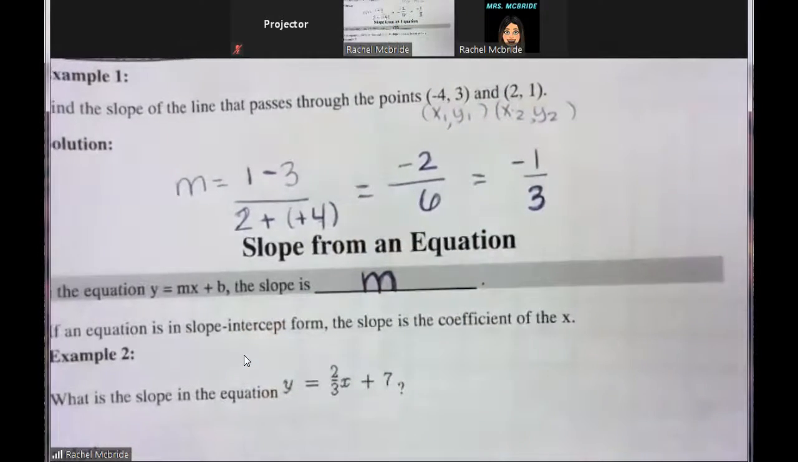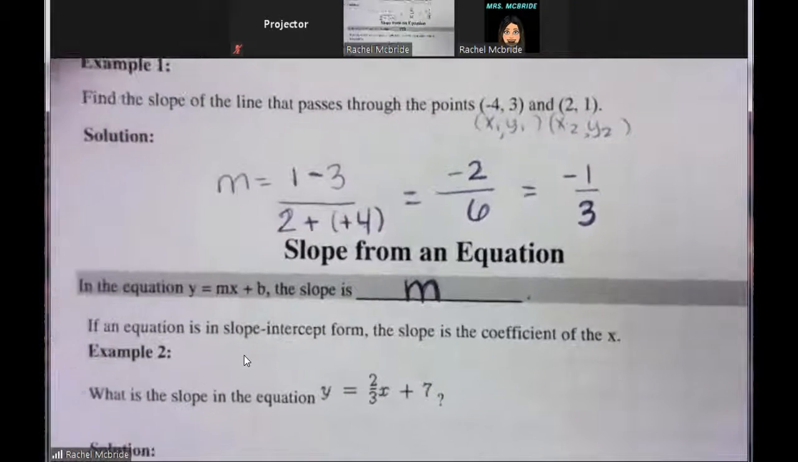Do you know why it's m? Me either. I didn't know if you knew. I didn't know if it had to do with physics or something.